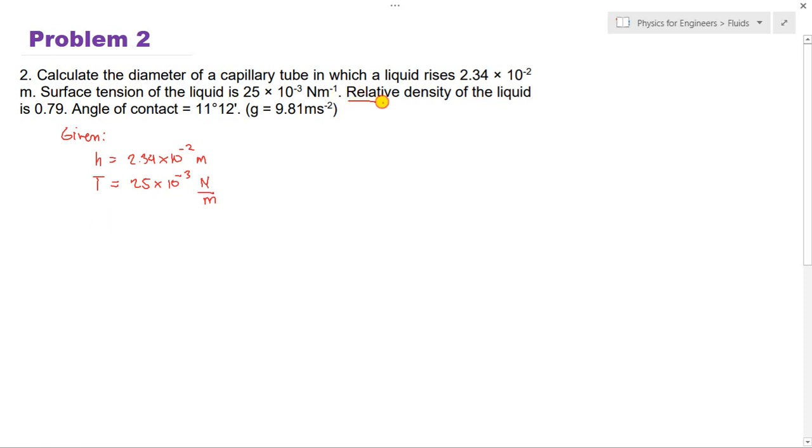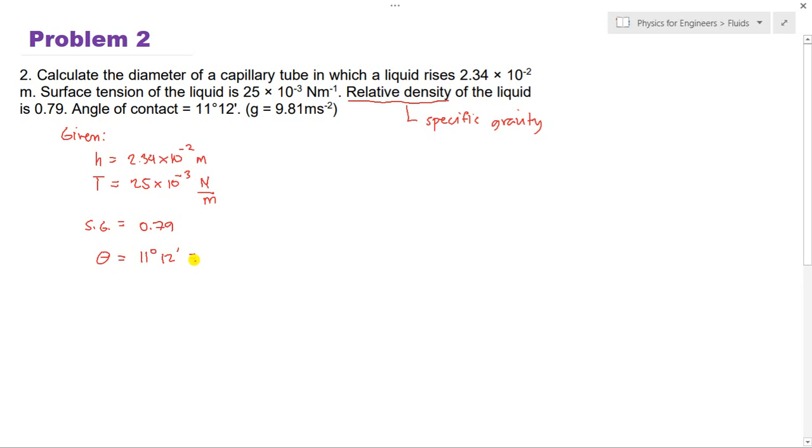Class, what does relative density mean? Do you have an idea? There is another term for relative density. Okay, that is the specific gravity. Again, if you encounter relative density, this is the same as the specific gravity. So therefore, we are given specific gravity, that is Sg, equal to 0.79. Angle of contact is equal to 11 degrees then 12 minutes.